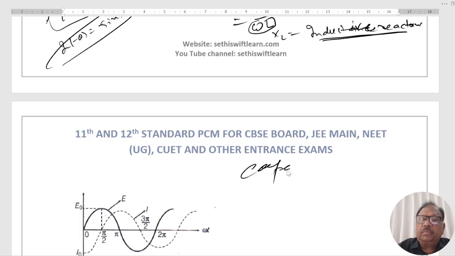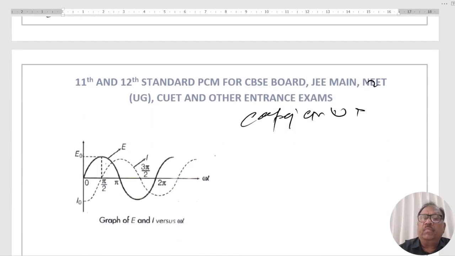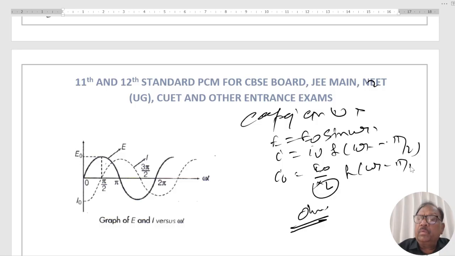Comparing equation 1 and 2, E equal to E naught sin of omega t and I equal to I naught sin of omega t minus pi by 2, where I naught equal to E naught over XL. The unit of XL is ohm. That is sin of omega t minus pi by 2.